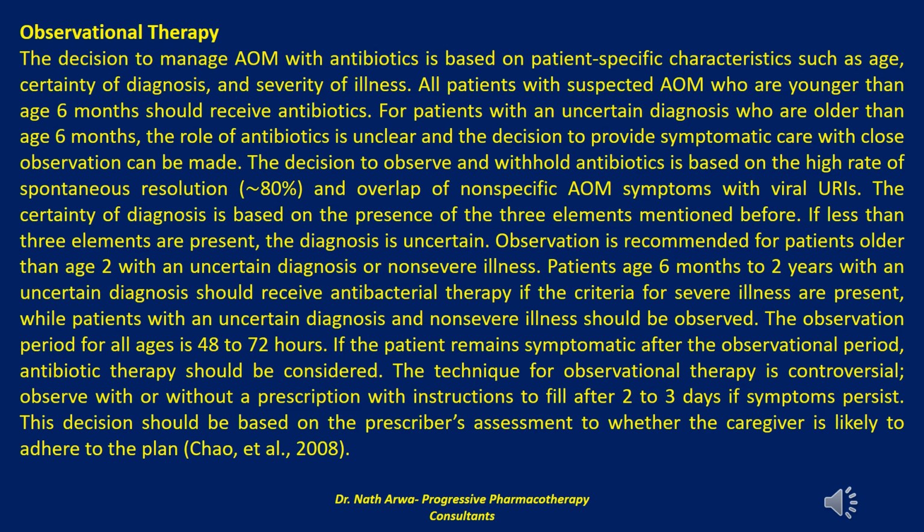Observation is recommended for patients older than age 2 with an uncertain diagnosis or non-severe illness. Patients age 6 months to 2 years with an uncertain diagnosis should receive antibacterial therapy if the criteria for severe illness are present, while patients with an uncertain diagnosis and non-severe illness should be observed. The observation period for all ages is 48 to 72 hours. If the patient remains symptomatic after the observational period, antibiotic therapy should be considered.